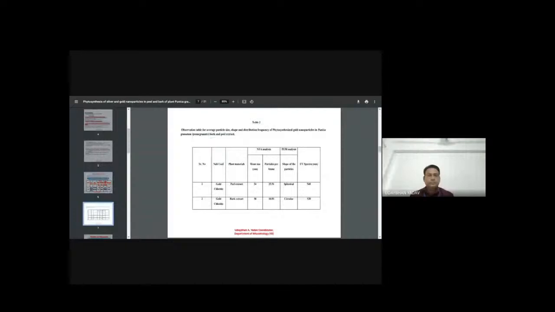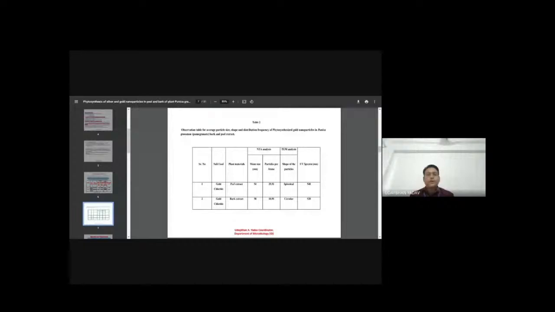About Table 2, the observation table for average particle size, shape, and distribution frequency of phytosynthesized gold nanoparticles in Punica granatum bark and peel extract. Here, the gold chloride peel extract has a mean size of 54 nanometer during NTA analysis, and the gold chloride bark extract has 58 nanometer, where the particles per frame for gold chloride peel extract is 25.51, whereas gold chloride bark extract is 10.91 respectively.